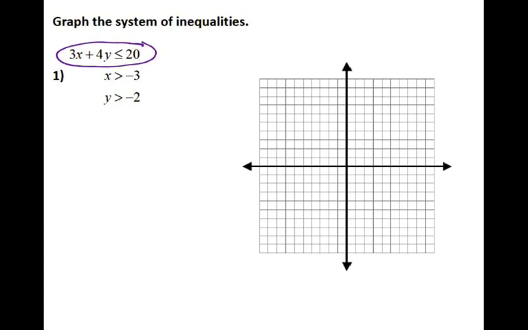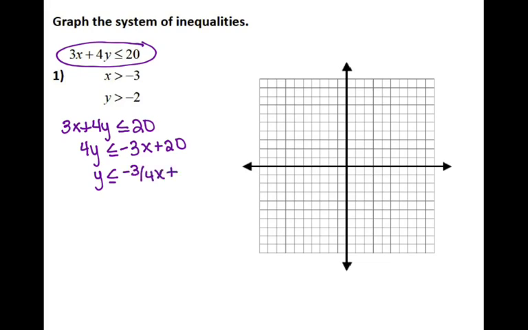This one I'm going to do in purple. So I have 3x plus 4y is less than or equal to 20. I'm going to isolate my y, so I'm going to subtract 3x from both sides. So I have 4y is less than or equal to negative 3x plus 20. Divide by 4. I have y is less than or equal to negative 3/4 x plus 5. So since it's less than or equal to, that is going to be solid points with a solid line.